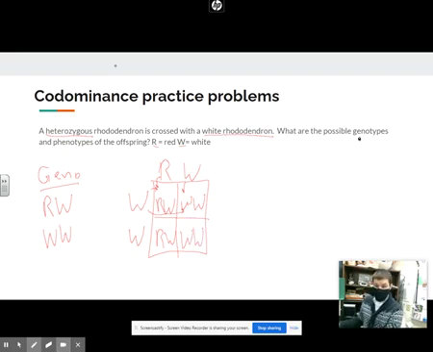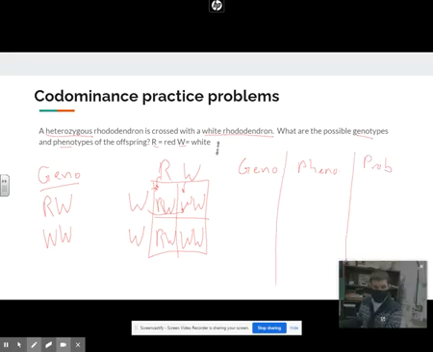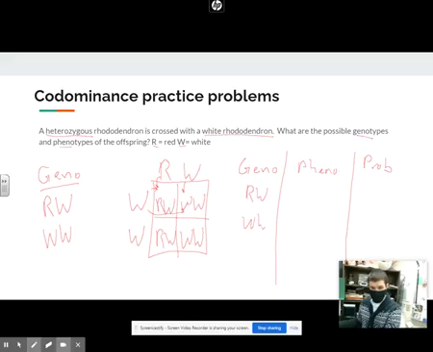Okay, time to predict the possible genotypes and possible phenotypes that go along with them. Let's add in here a probability column too. Prob. All right, genotypes. What are the possible genotypes? RW and WW. We didn't get any other combinations, right? The only other option that we don't see here would be big R, big R. But none of the offspring can be big R, big R. So no all red offspring.